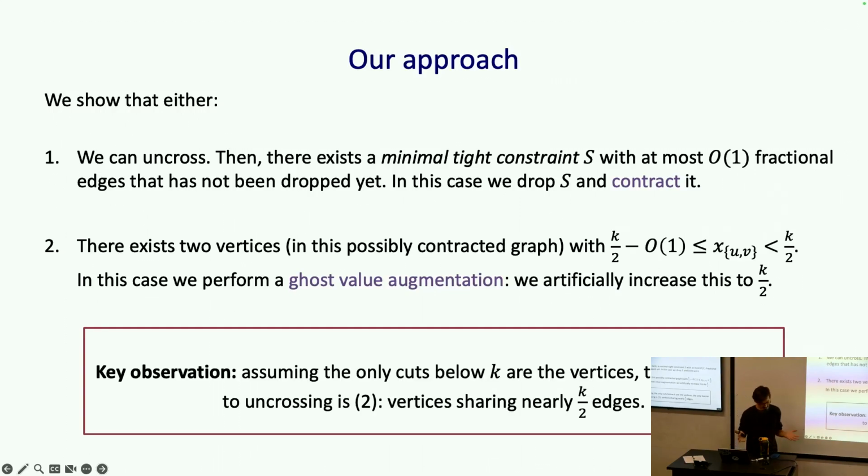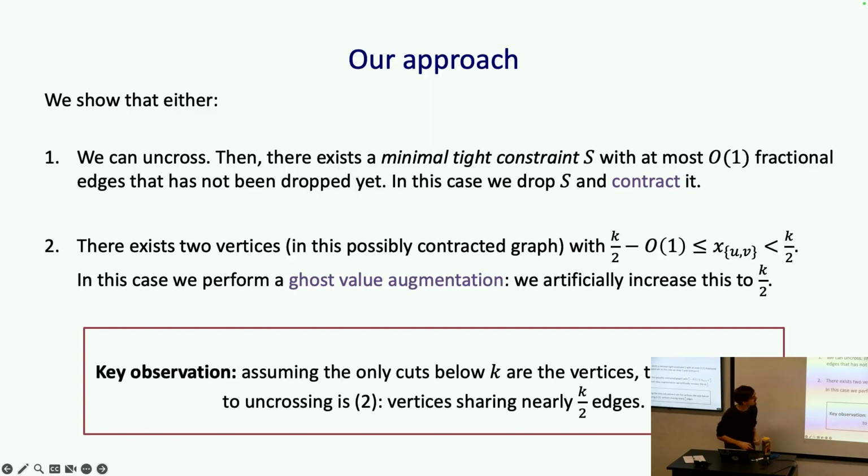And really, the key observation of this paper is just this fact: if the only cuts below k in the graph are the vertices, this is why I can't uncross. Because if every cut in the graph was at least k, then my tight constraints would be minimum cuts. So if the only ones are the vertices, then the only barrier to uncrossing is pairs of vertices with this weird property that they're very highly connected, but not quite k over 2 connected. It's a very strange fact, but we discovered it.